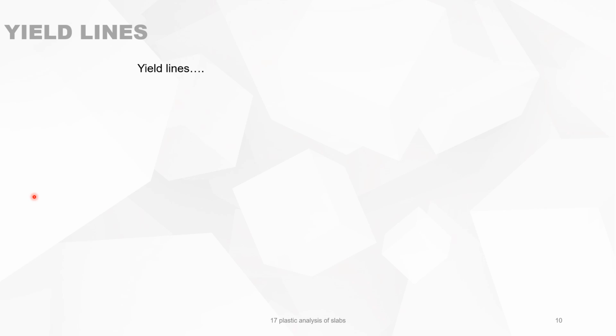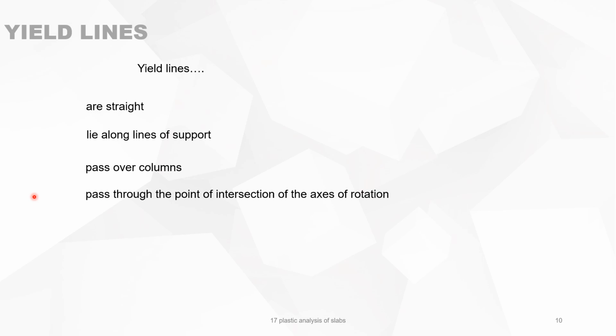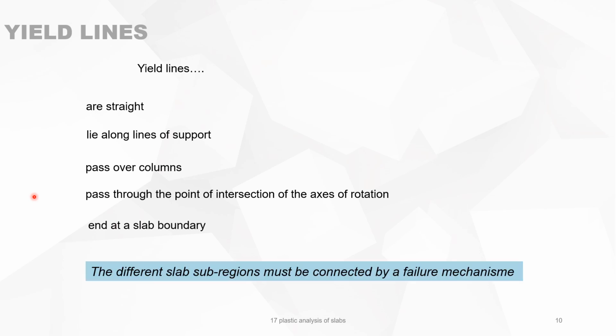Some rules to estimate where the yield lines are. A yield line is a straight line. This is an assumption, but it fits more or less the reality. Yield lines lie along lines of support. They pass over columns. They pass through the point of intersection of the axes of rotation, and they end at the slab boundary. Just take care that once you have drawn all yield lines, the different slab subregions must be connected by a failure mechanism.